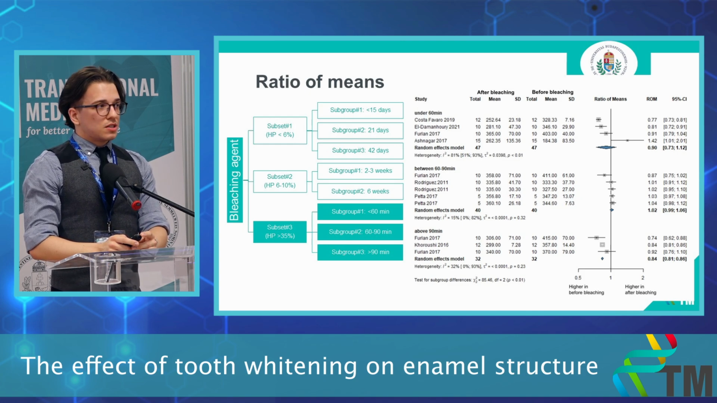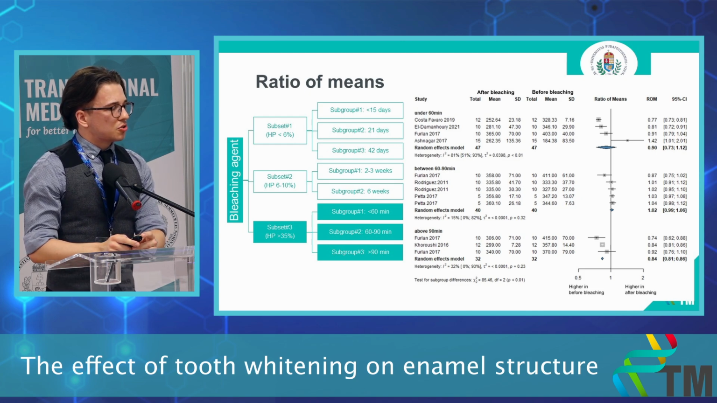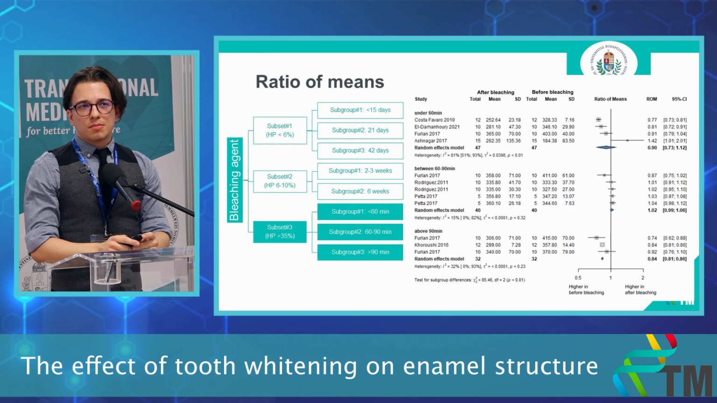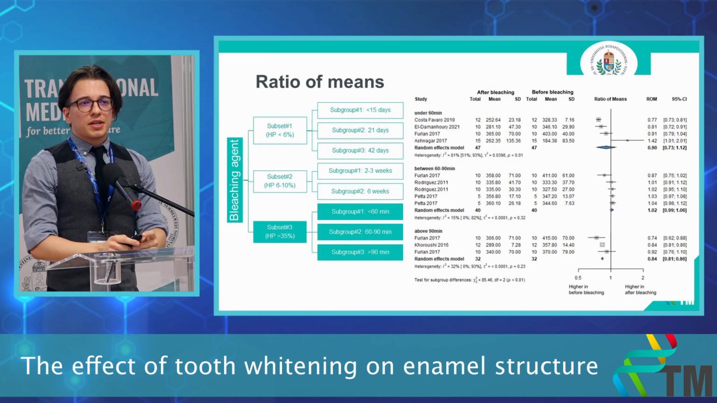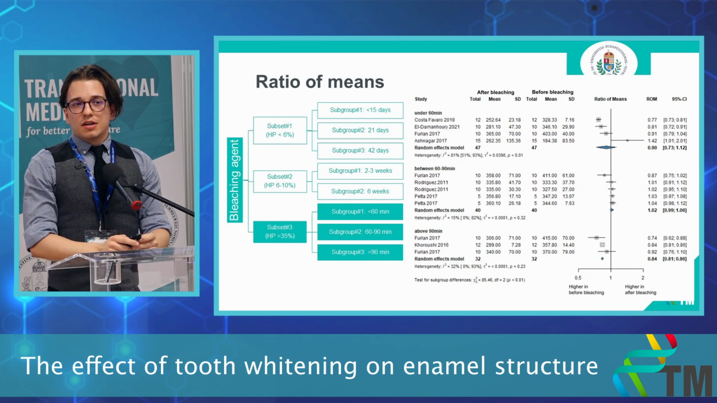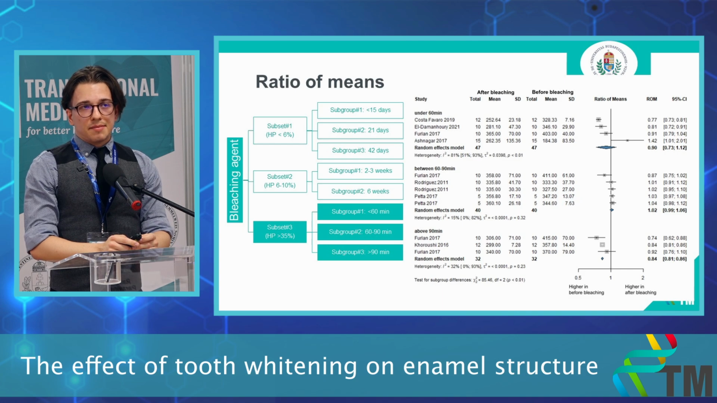If we see the third subset, which contains high concentration of hydrogen peroxides used for shorter periods of time, which is commonly true for in-office bleaching, we can see that usage of these products above 90% can cause statistically significant damage.